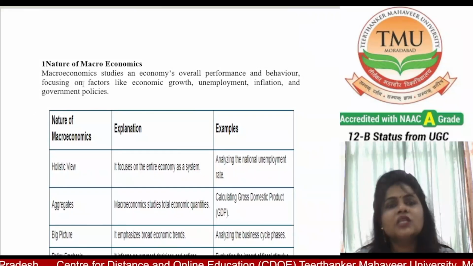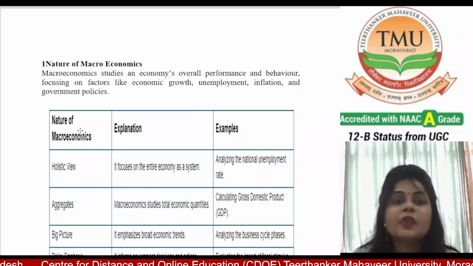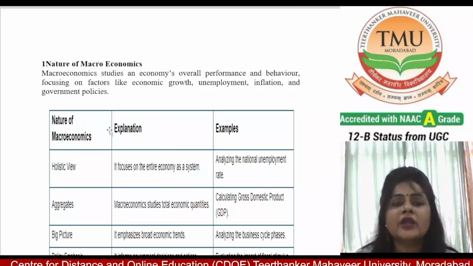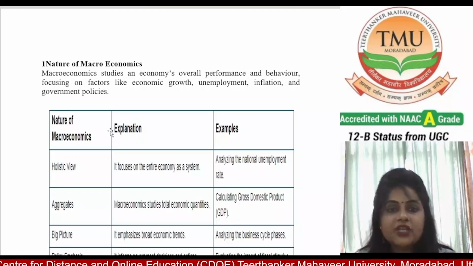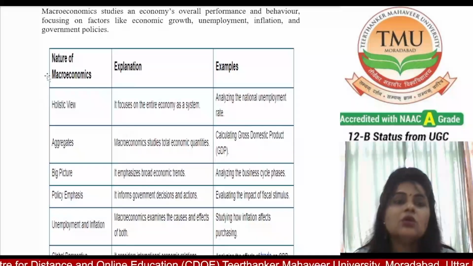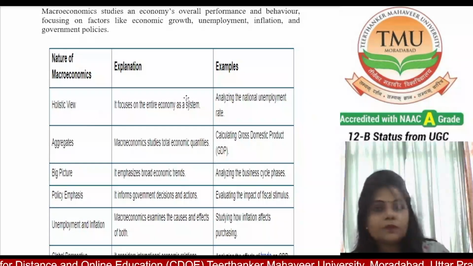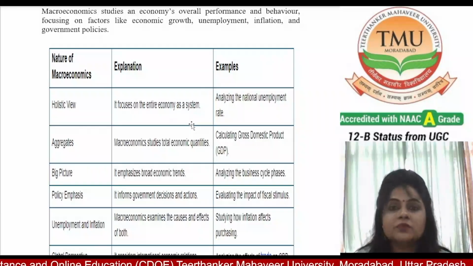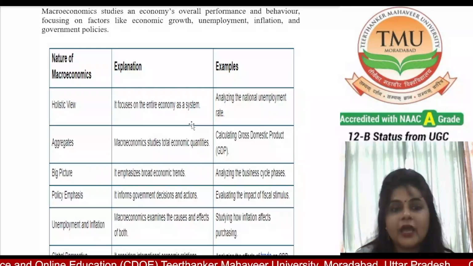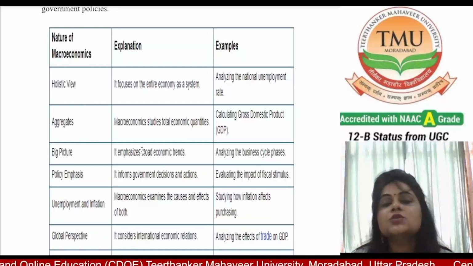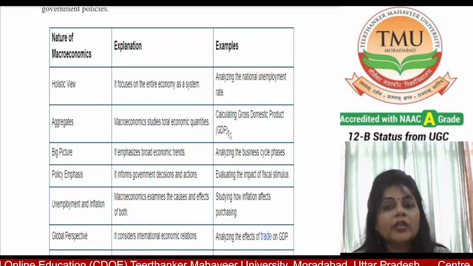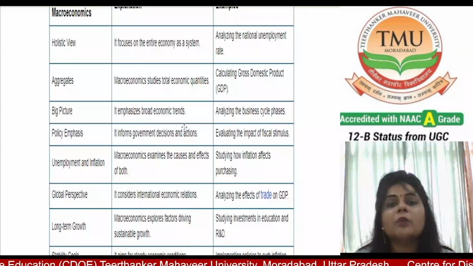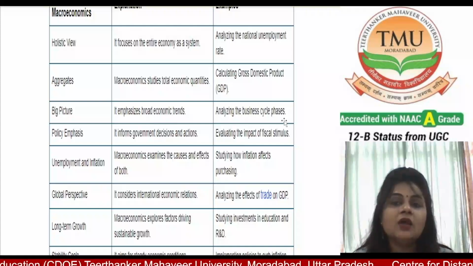Now, we also discussed the nature of macroeconomics. I have also discussed with you that macroeconomics studies overall economic performance and behavior, focusing on factors like economic growth, unemployment, inflation, and government policy. Here you see the nature of macroeconomics: holistic view, it focuses on the entire economy as a system. Aggregates: macroeconomics studies total economic quantities, such as calculating gross domestic product. Big picture: it emphasizes broad economic trends, analyzing the business cycle.